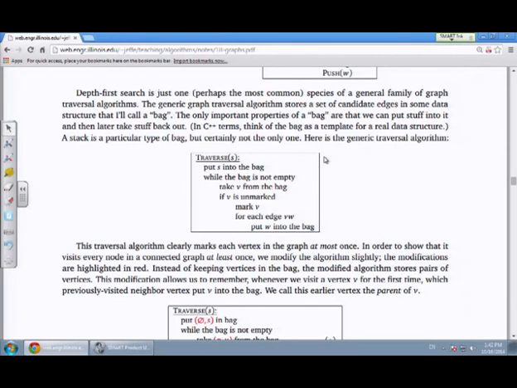And then all I have to do now is just replace the stack in my earlier iterative DFS algorithm with bag operations. And now I have a generic traversal algorithm that I refer to formally as whatever-first search. I don't care what order I visit things. I just want to make sure that I visit every vertex in the graph exactly once.